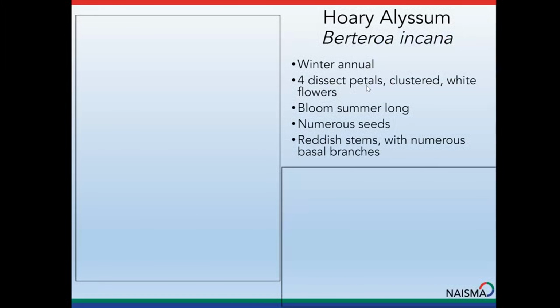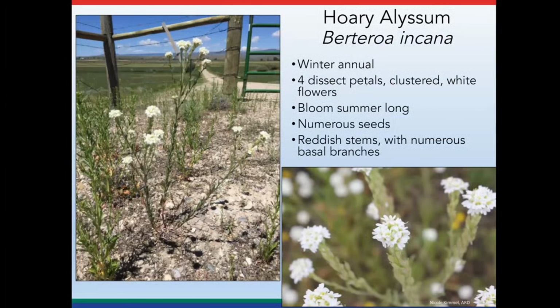All right, so Berteroa incana, hoary alyssum. This is another species that was recently added. Once again, another mustard. This is a winter annual. If you've been having some moisture this fall, which a lot of us have not, you'll see rosettes come on this fall. Because it's a mustard, it has 4 dissected petals. You can see in the photo below, it looks like there are actually 8, because those petals are very dissected. They're very white. I tell my crew of 18 to 21-year-olds that it looks like a Q-tip, lots of white tuft on the end of a stem.